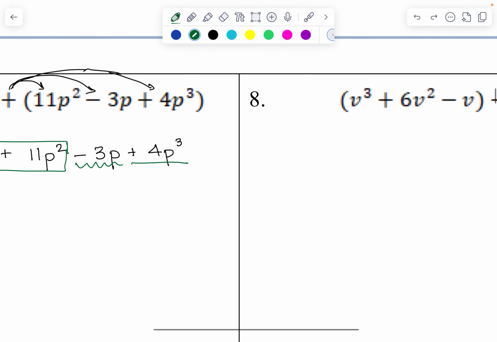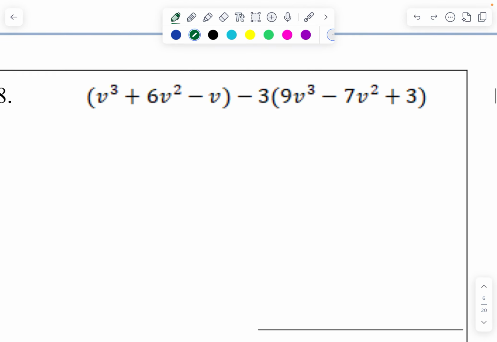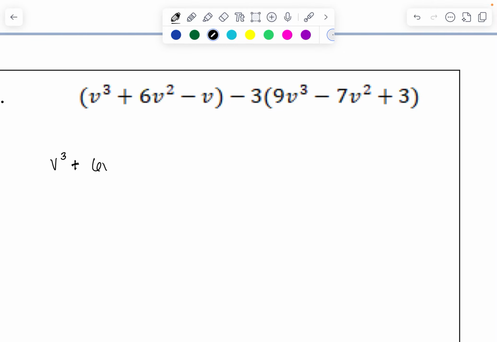Number 8. Again, same idea. Bring down your first expression without parentheses, v cubed plus 6v squared minus v. Distribute that negative 3 to each term in the trinomial after it. So this now becomes a negative 27v cubed. Negative 3 times a negative 7v squared gives you the positive 21v squared. And then negative 3 times positive 3 gives you a negative 9.